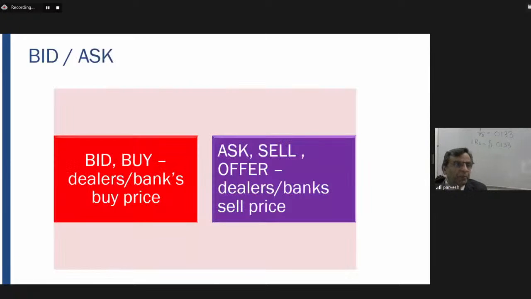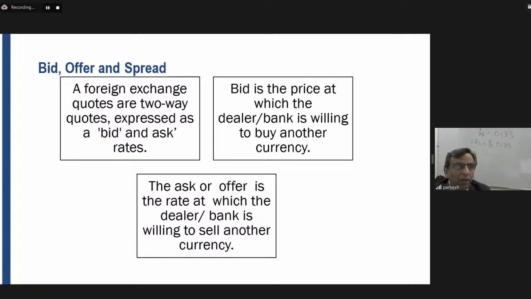So bid means buy. This is basically the buy rate for the bank. Bid is basically the rate at which the bank buys from you. And ask is the rate at which the bank sells the currency to you. So I'll just re-clarify here the bid and offer spread. Foreign exchange rates are always given in two-way quotes, a bid and an ask. Bid is the price at which the bank is willing to buy the currency, so that means at what price he's going to buy. And ask is the price at which he's going to sell the currency.